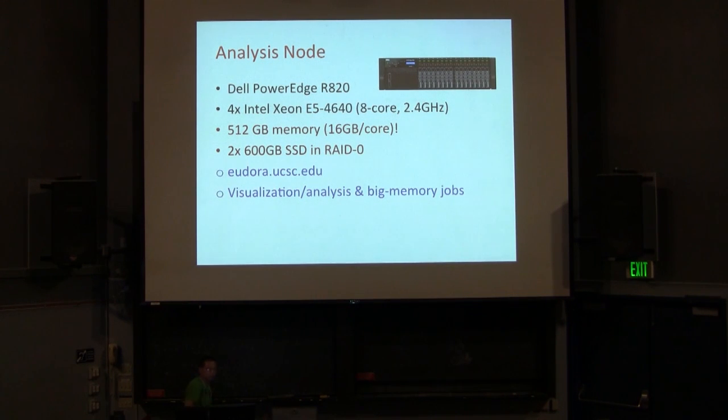Okay. Then the next major component of our cluster is called an analysis node. It's also a 2U Dell server. It also has 4 Intel Sandy Bridge CPUs. But the one really nice feature of that one is it has a lot of memory. It has 0.5 terabytes of memory, and the hard drives are 2 SSDs configured in a RAID 0 configuration. So the I/O on this thing is very fast. It's designed to run visualization and big memory jobs.